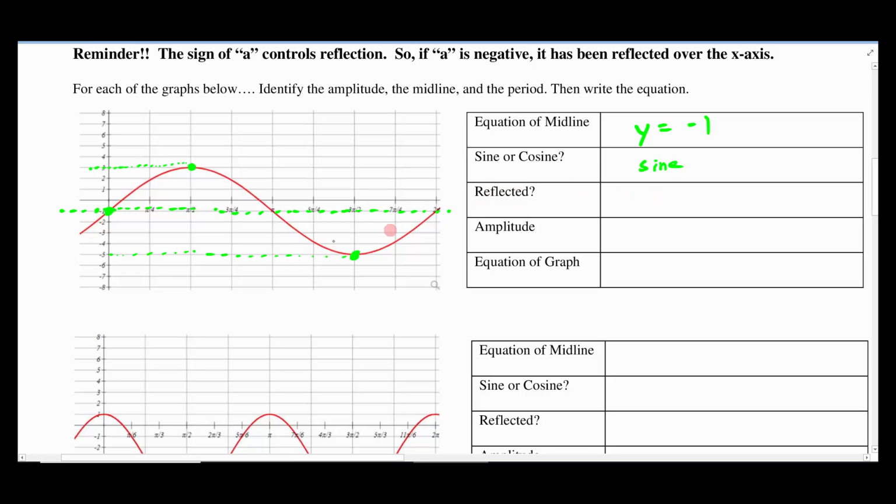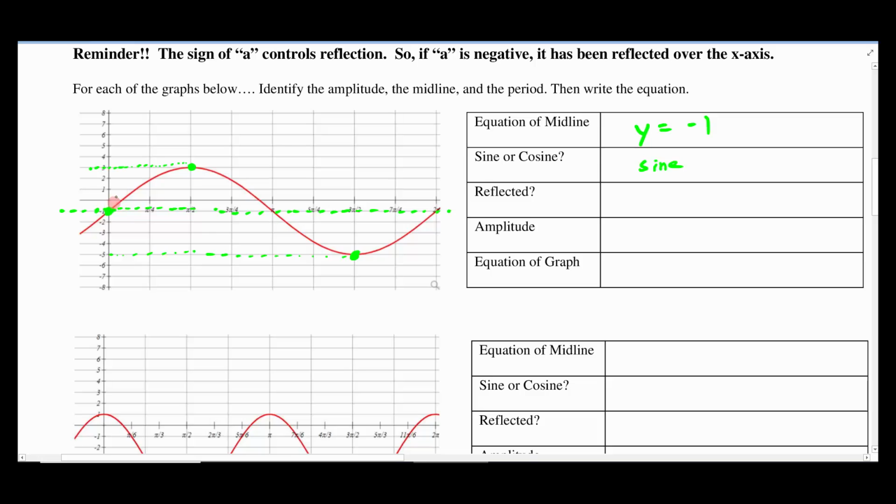Okay, now to determine whether or not it's been reflected. So again, I think about that ride, the screamer, right? If I'm riding the Ferris wheel, it always starts by going up, right? If this were reflected, then the Ferris wheel would start by going down.